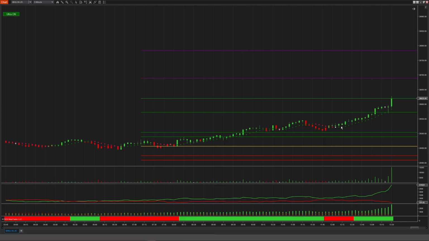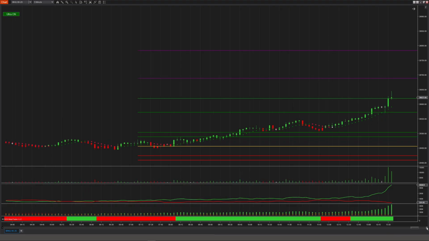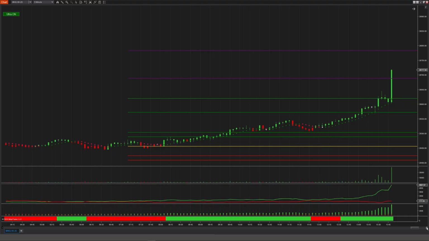We're looking at the trend dots. Notice how price is above the trend dots at all times. Let's move forward. So we've got a target, we get a pullback, then we get this huge push up.